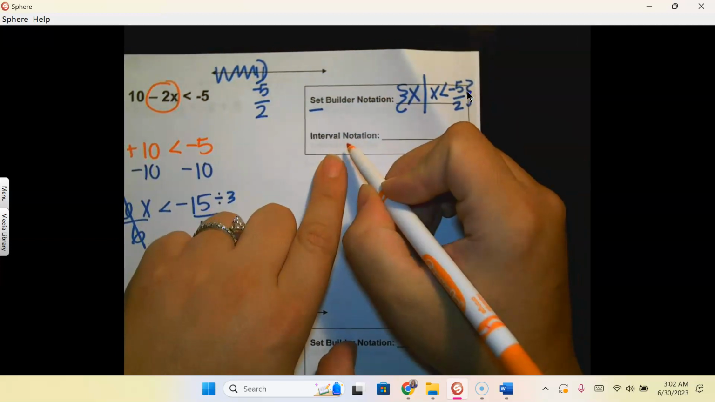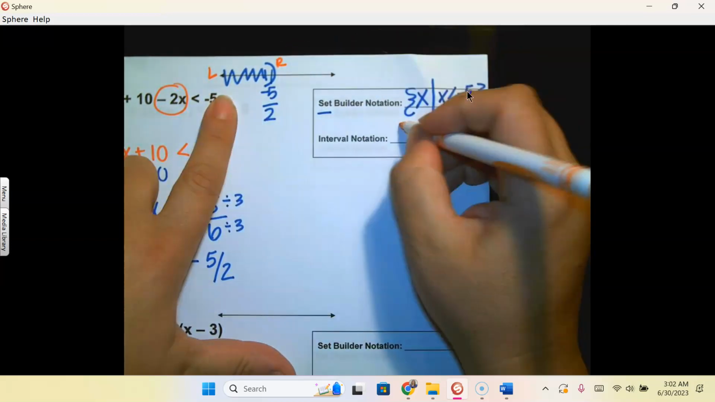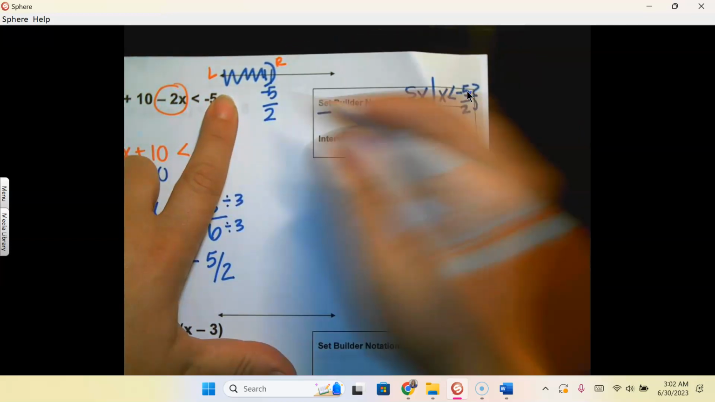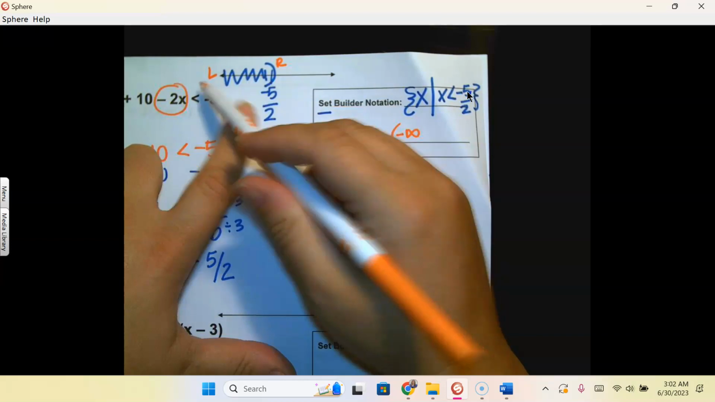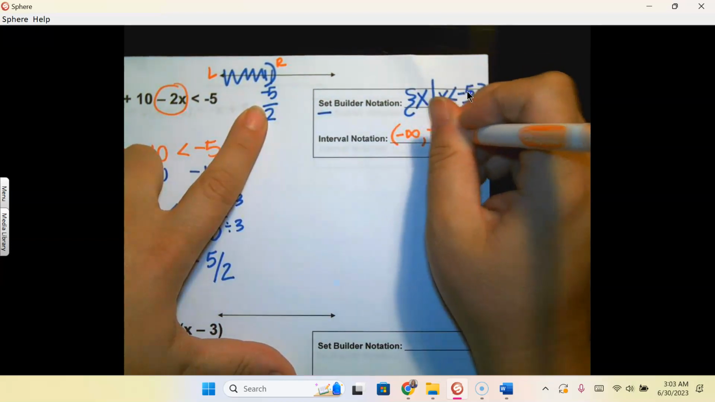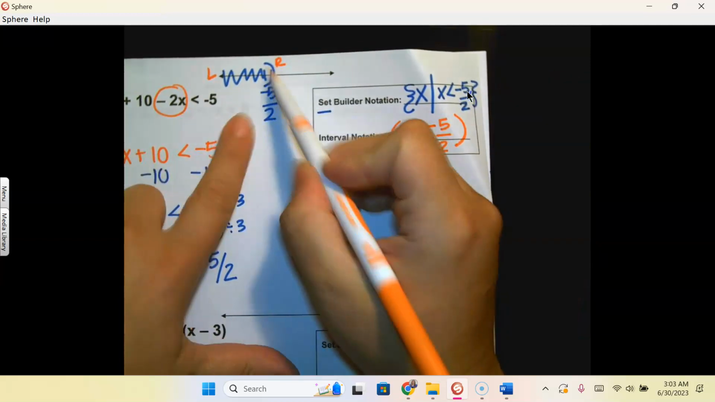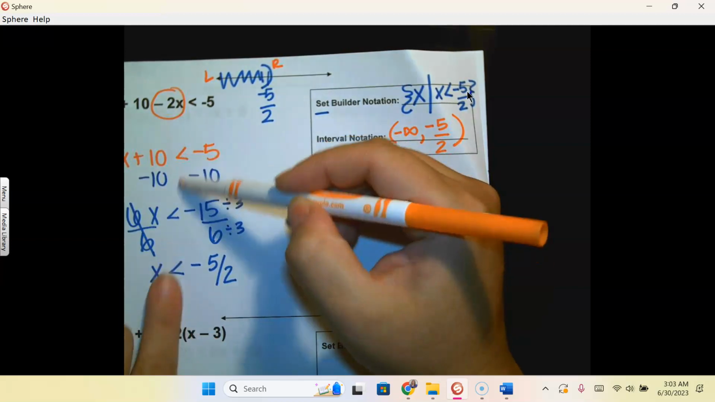Interval notation is where we look at our graph and we go left to right. So it's going negative, it's going infinitely, all the negative numbers here to the left of negative 5/2. And then it stops at negative 5/2 and not included. So again, parenthesis was here because this did not have a line underneath.